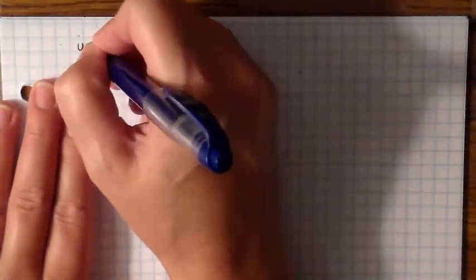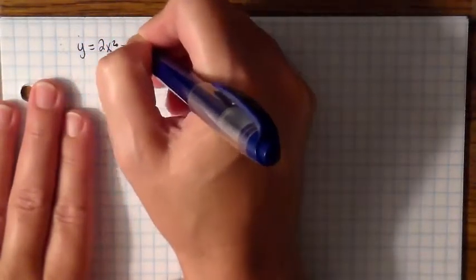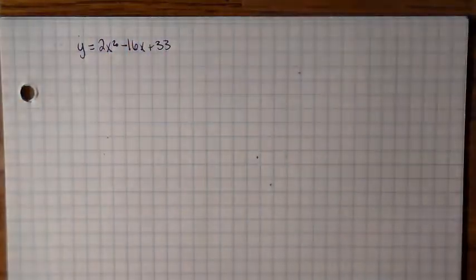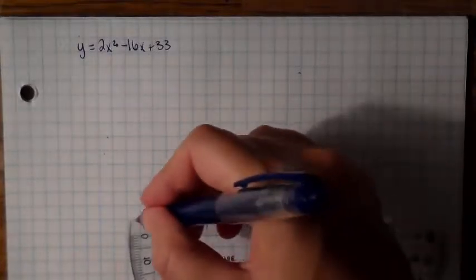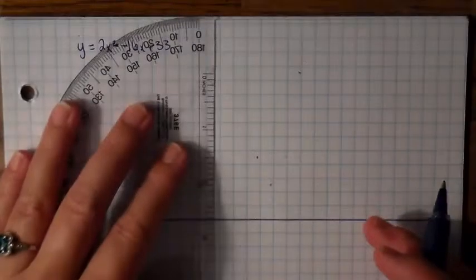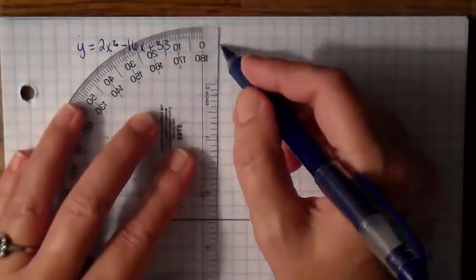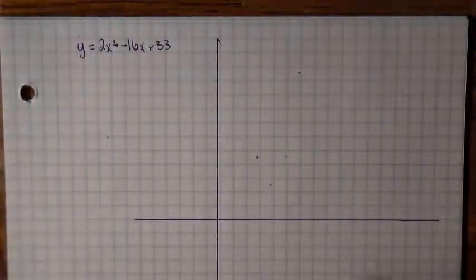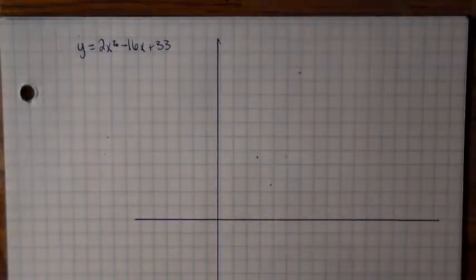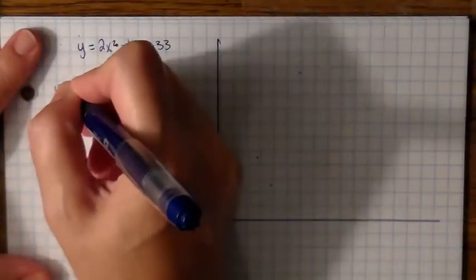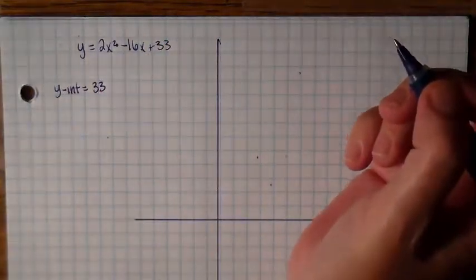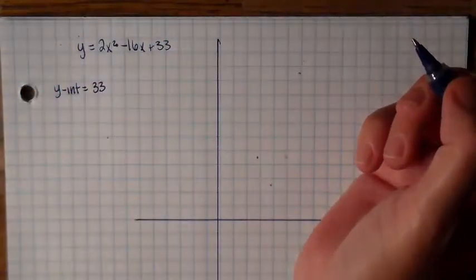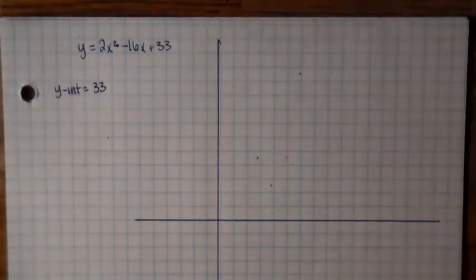Same problem. y is equal to 2x squared minus 16x plus 33. I'm going to go ahead and create my graph. Now normally, oops, that's a little over. Normally I wouldn't even draw this until I had my vertex, but since I know what it's going to look like, I'm going to go ahead and do this. Now my y-intercept is 33. That might be a little bit of a difficulty with the way I drew my graph, so I'm probably going to have to actually change this.